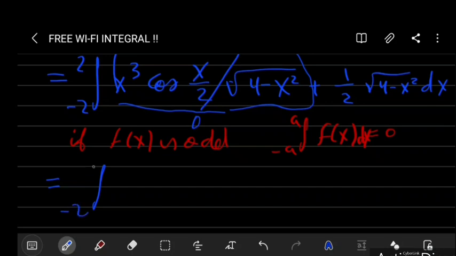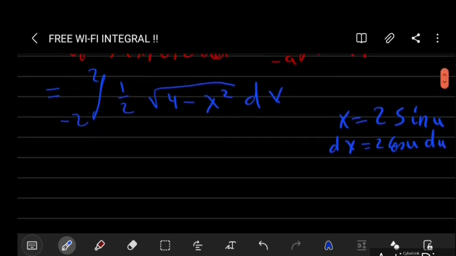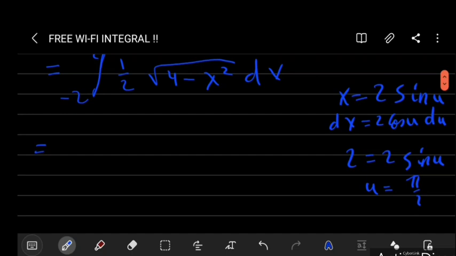So it will be the integral from -2 to 2 of half of the square root of 4 minus x squared dx. You know what? I can use trigonometric substitution to solve this integral. I will let x equal 2 sine u, and by differentiating both sides, dx will be equal to 2 cosine u du. Here x is equal to 2, so 2 equals 2 sine u, and u will be equal to pi over 2. And the -2 will be negative pi over 2 because sine is an odd function.